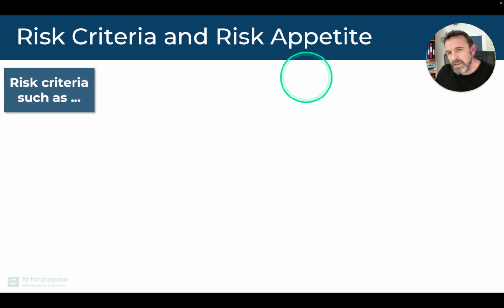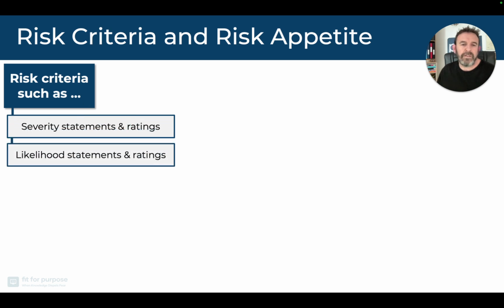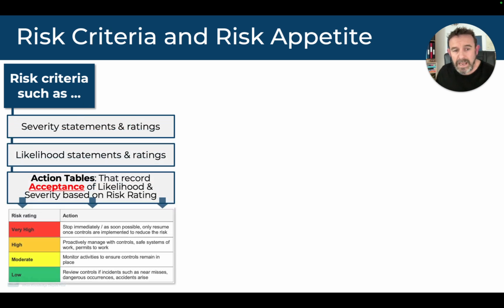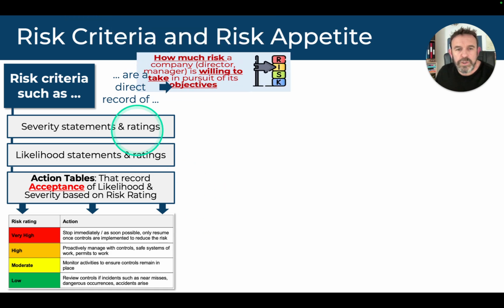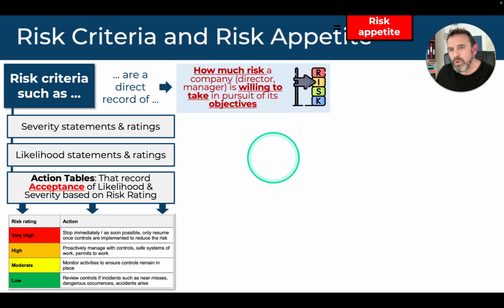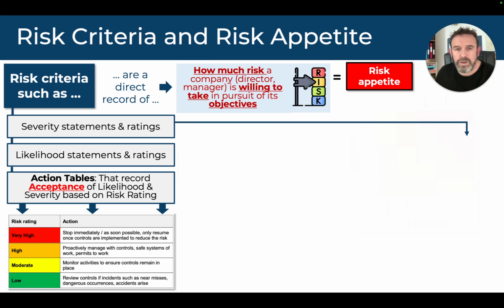Risk criteria and risk appetite, I'm pushing through. So risk criteria such as severity statements, likelihood statements, action tables, they record severity, don't they? They give us numbers sometimes, and as I've just said, sometimes with just words, but they are a direct record of that risk appetite, how much risk a company is willing to take in pursuit of its objectives.